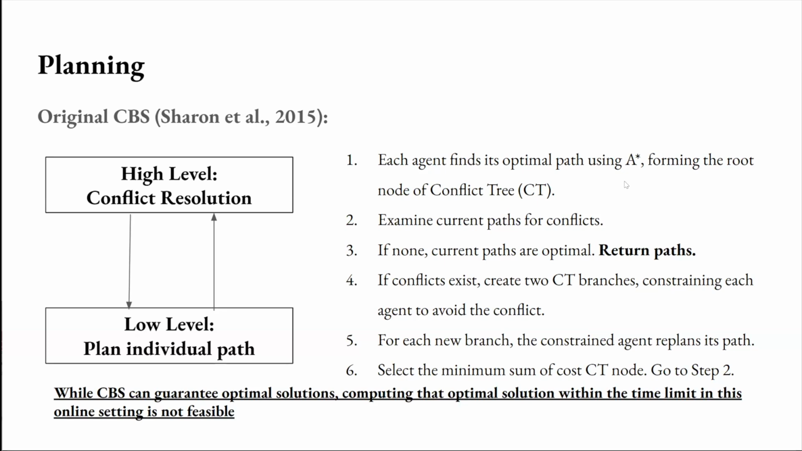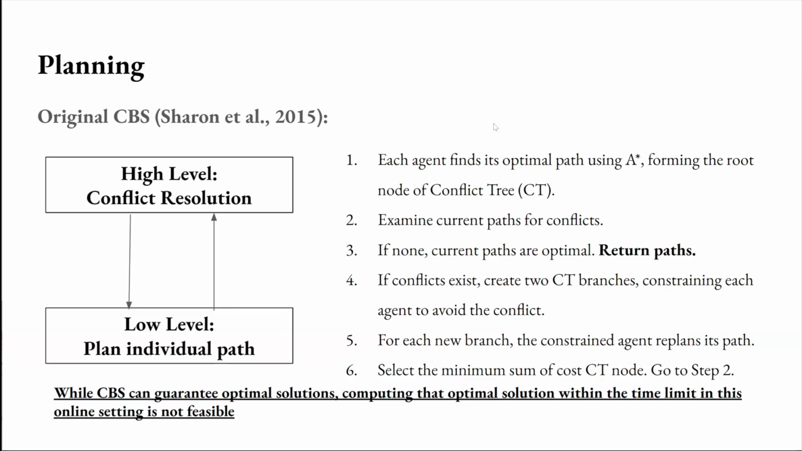and then resolve the conflict until we find the solution that has no conflict, and then we return the path, which is supposed to be optimal. But the problem is that CBS works well because it's guaranteed to give optimal solutions, but it's not suitable for this competition setting because of the limited time of the online setting.